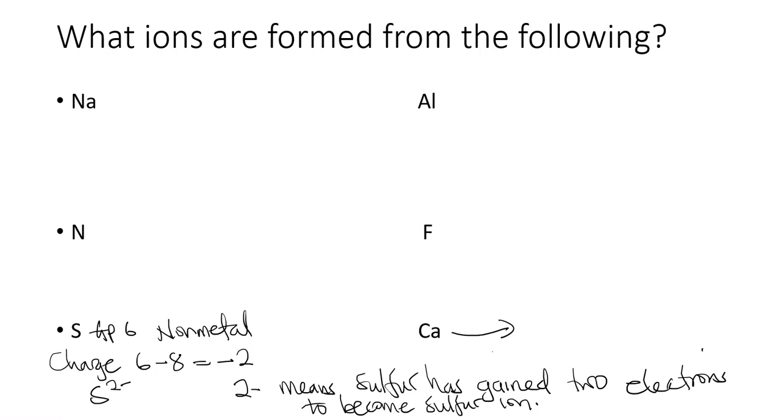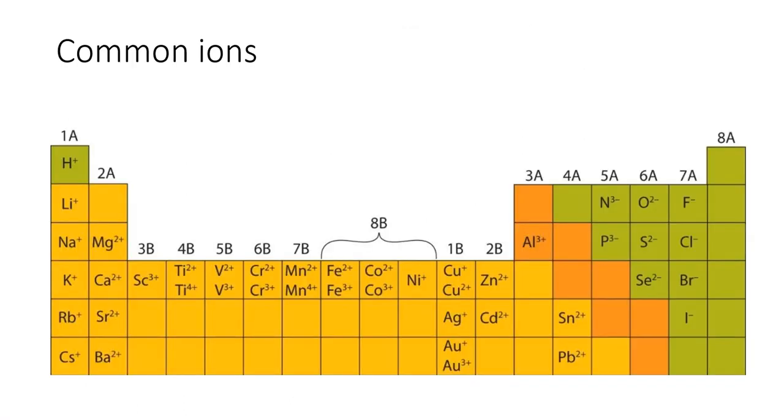So this one, calcium becomes 2 plus because calcium is in group 2. Fluorine becomes F negative because fluorine is in group 7. So you need to be able to navigate through these ions. Now, I can show you from the periodic table how these ions look. So I want you to practice these ions.